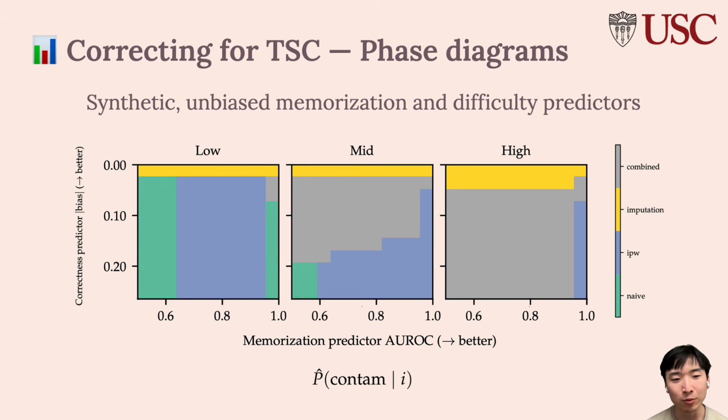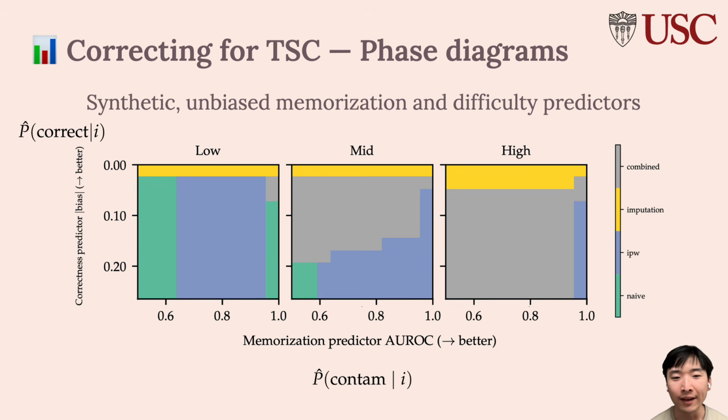On the x-axis, we will vary the memorization predictor's AUROC. This predictor predicts the probability of example I being contaminated. On the y-axis, we vary the bias of the correctness predictor. This predictor predicts the probability of correctness of example I. So let's first look at the middle plot.